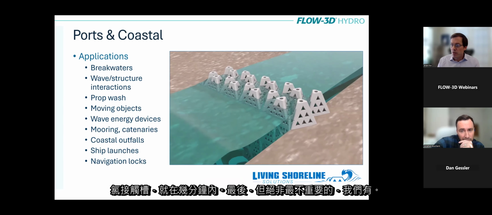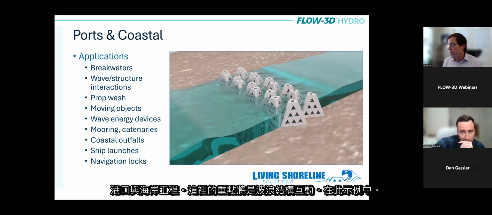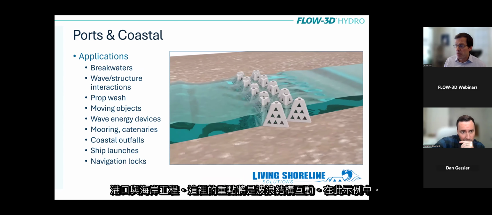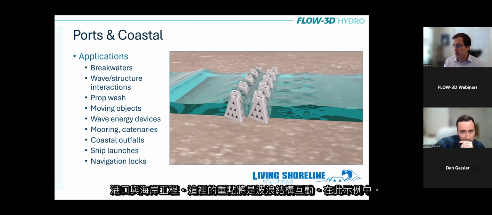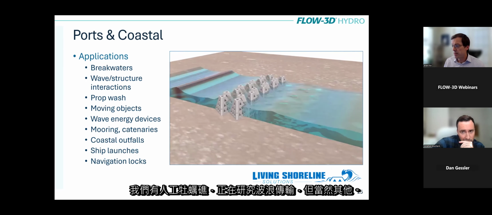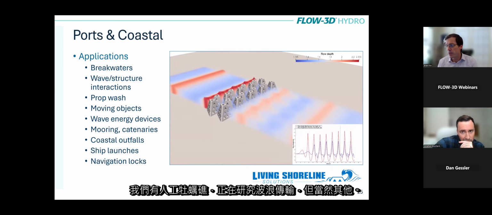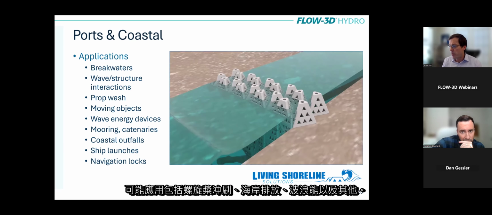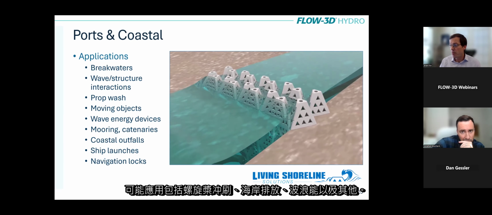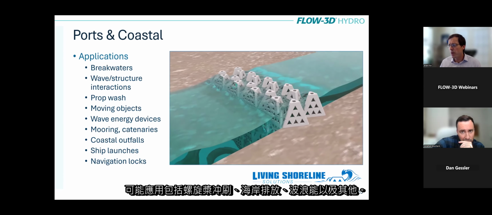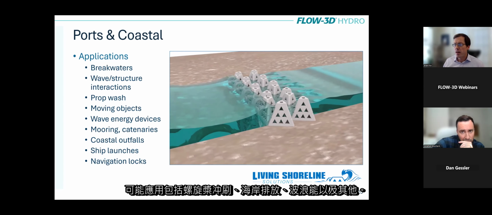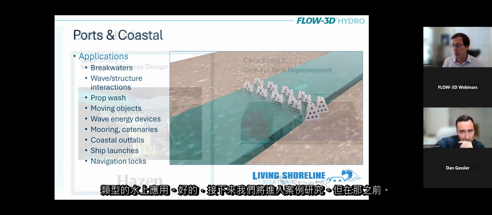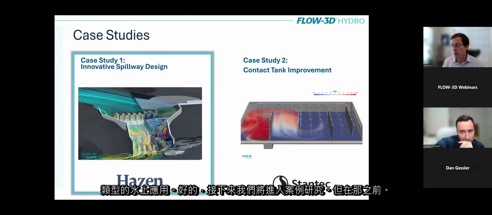And then last, but certainly not least, we have ports and coastal. The big focus here is going to be wave structure interaction. So in this example, we've got an artificial oyster reef where we're looking at wave transmission, but certainly other possible applications include things like prop wash, coastal outfalls, wave energy, and other types of maritime applications.